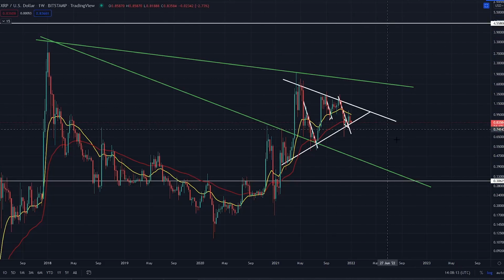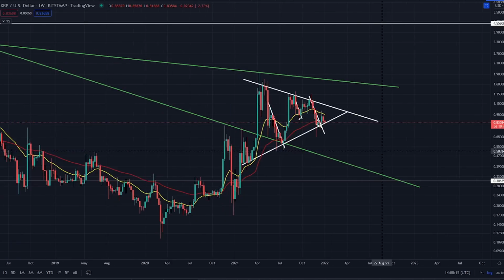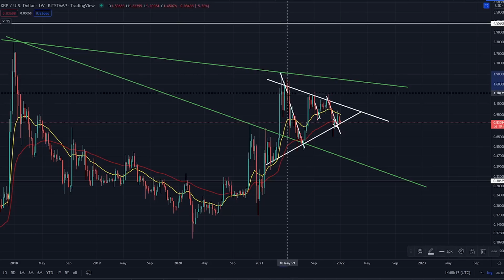Now, the worst case scenario here for XRP is this. I'm going to show you right now that this is an A wave, this is a B wave, and right now this is a C wave. Now, with an ABC correction, usually you lose this low and this low. So you start to come down.